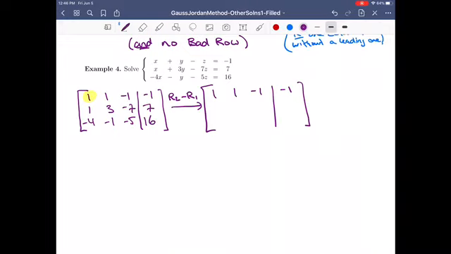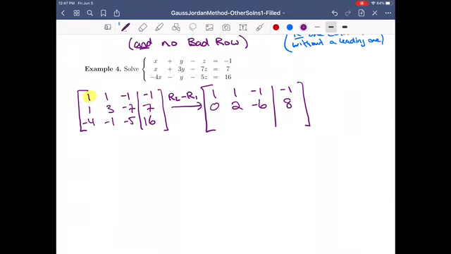So row 1, I'm going to have 1 minus 1, so that's going to be a 0, that's what I wanted. And I'm going to have 3 minus 1, so that's going to give me a 2 in the second spot. Negative 7 minus negative 1 is going to give me a negative 6. And 7 minus negative 1 is going to give me a positive 8.